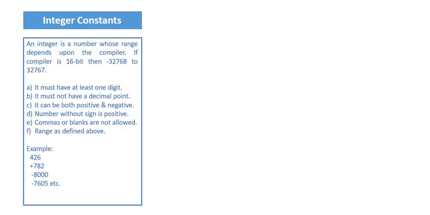If the compiler is of 16 bit, then the range is from -32768 to +32767. Now the rules for constructing an integer constant are: it must have at least one digit, it must not have a decimal point, it can be both positive and negative, a number without a sign is positive, commas or blanks are not allowed, and the range is as defined by the compiler. Examples, as you can see: 426, +782, -8000, -7605, etc.